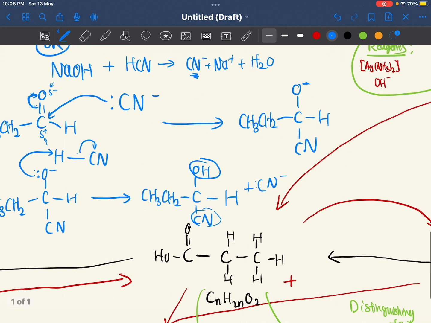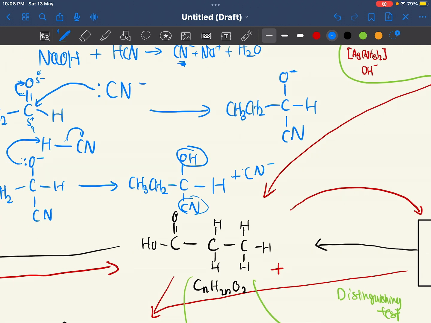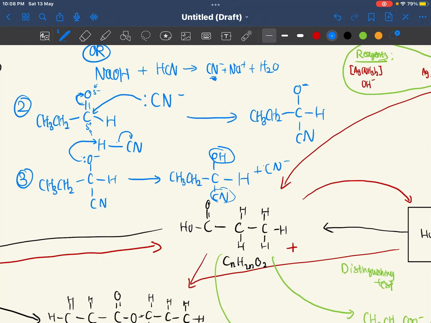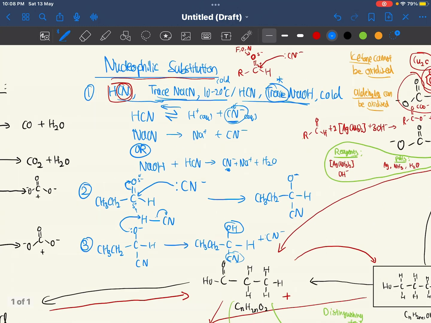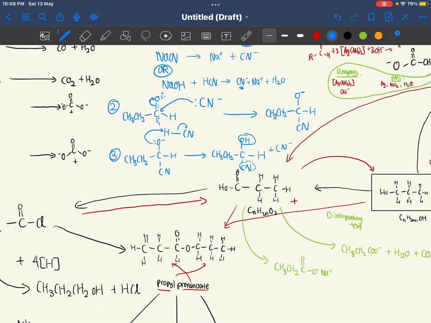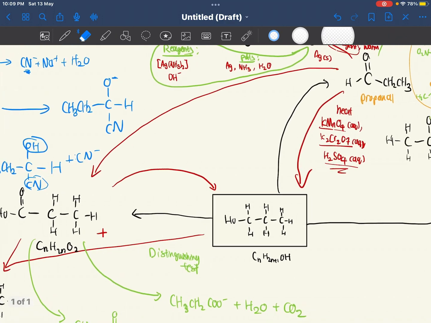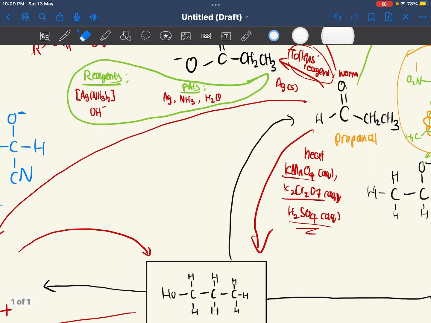And then recall, the nitrile group can undergo acidic hydrolysis, alkaline hydrolysis, or reduction to form a primary amine. Yep, so that's our nucleophilic substitution mechanism here. Next we'll move on to carboxylic acid, but before that I just want to show you this primary alcohol that we have over here.